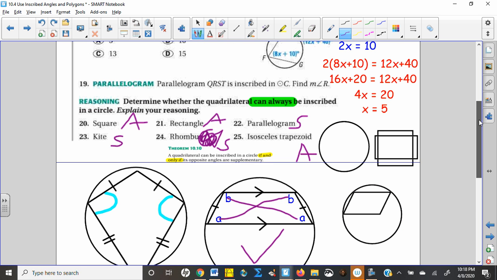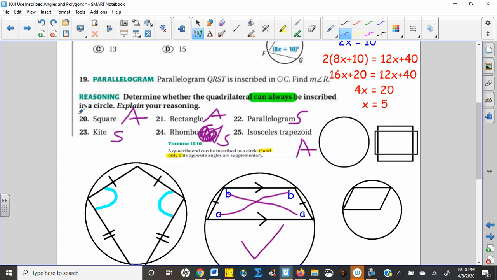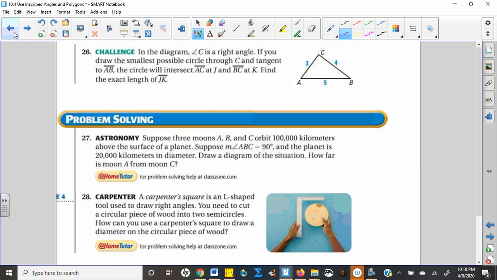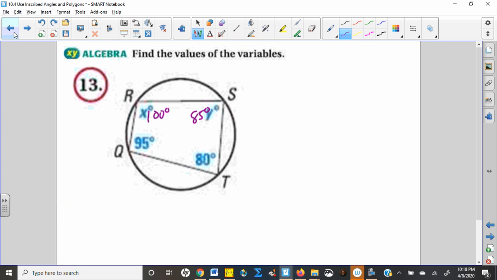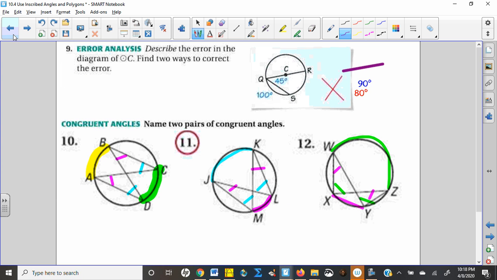Problems 20 through 25. Good thinking problems. I liked those. I'm sure you probably didn't like them as much as me, but hey, I am a math teacher, if you hadn't noticed.